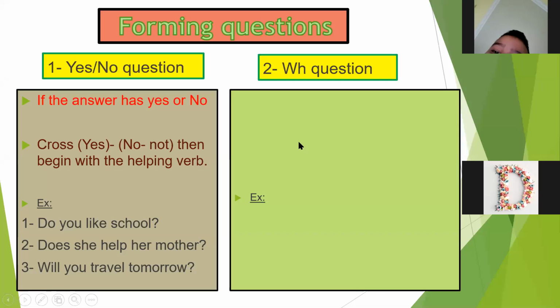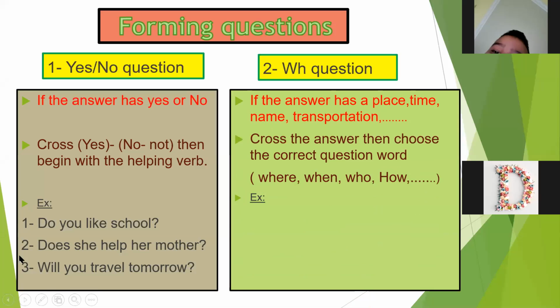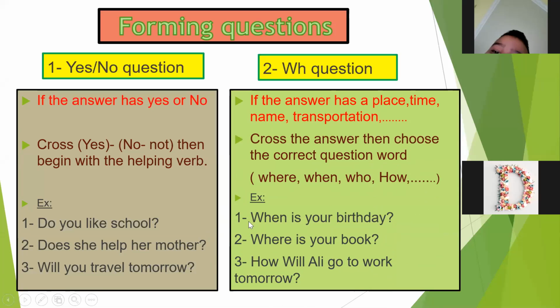Okay, so if we don't have yes or no in the sentence, or if the answer has a place or time or name or transportation and so on, what should I do? I will use the WH question. So I will cross the answer, then choose the correct question word: where, when, how, who, and so on. Okay? So if we see example number one, what is your birthday? When is your birthday? Where is your book? How will Ali go to work tomorrow? And so on. Okay? Now we'll go to the choose exercise.